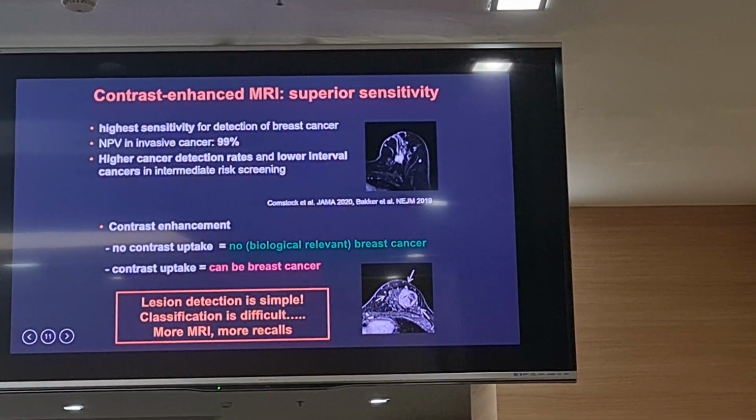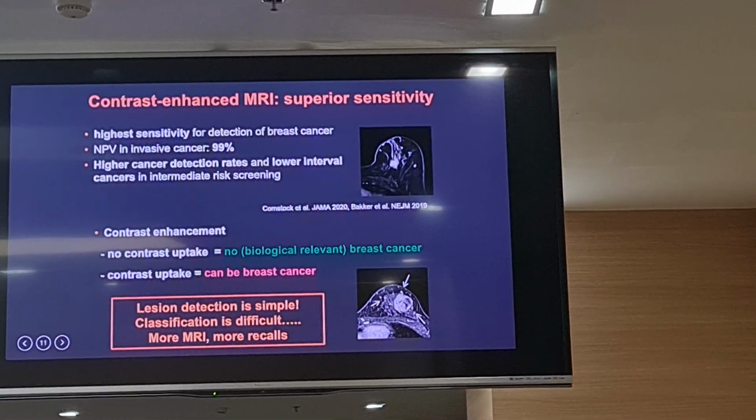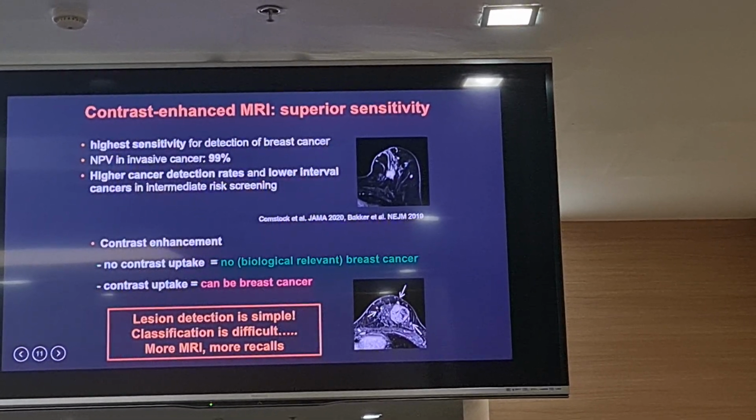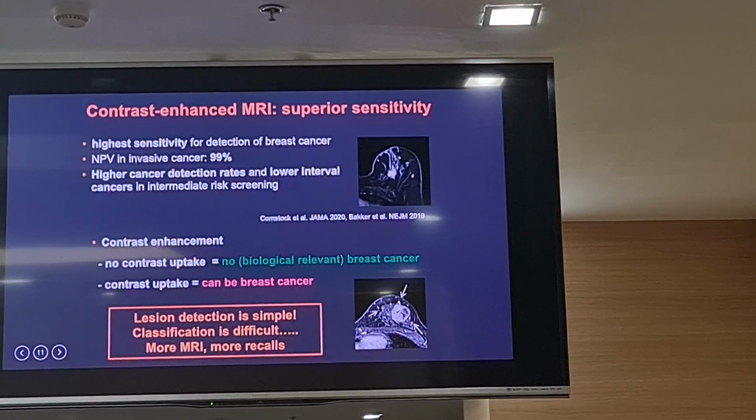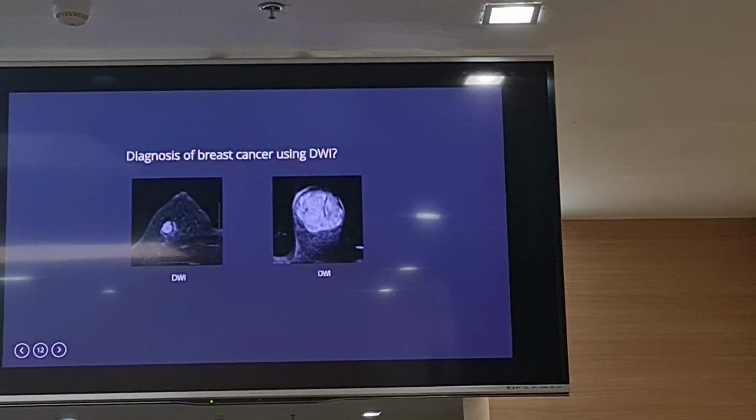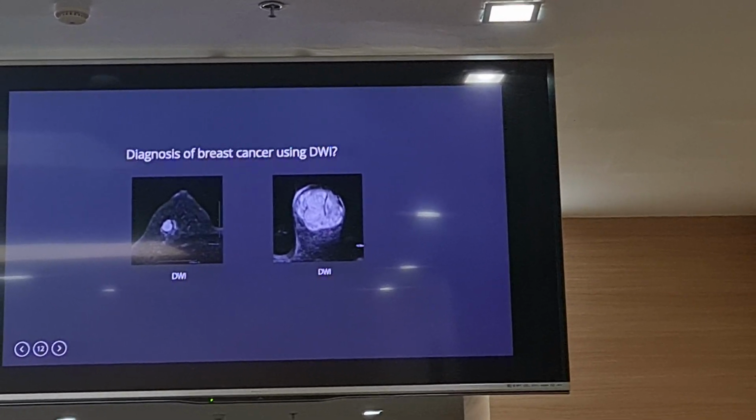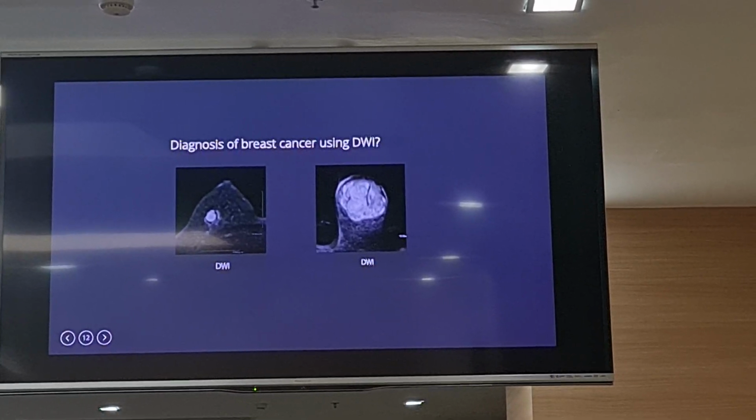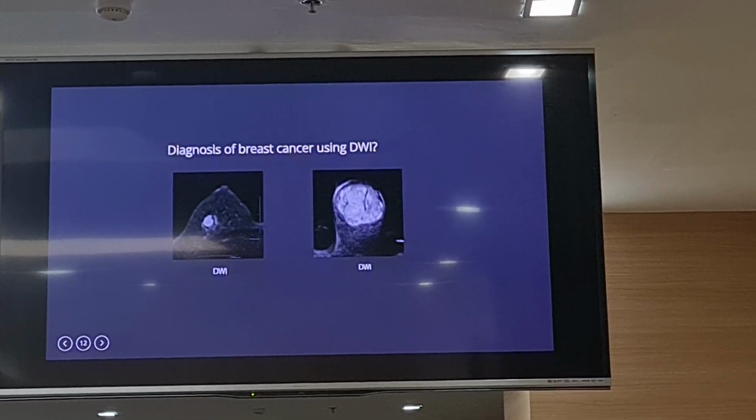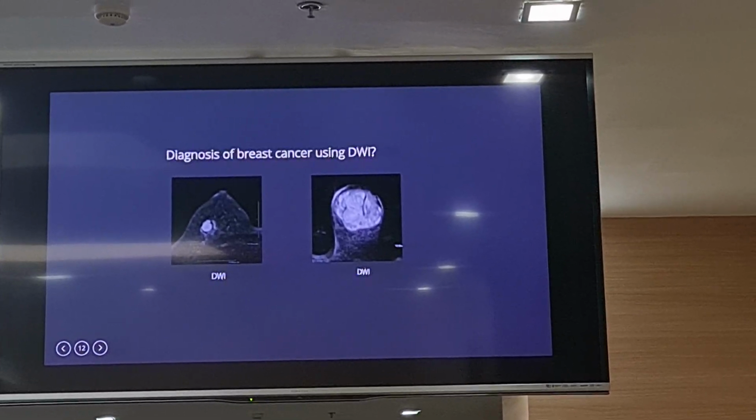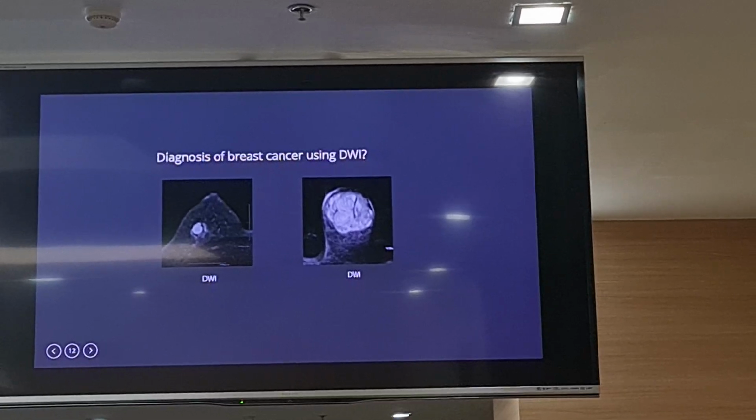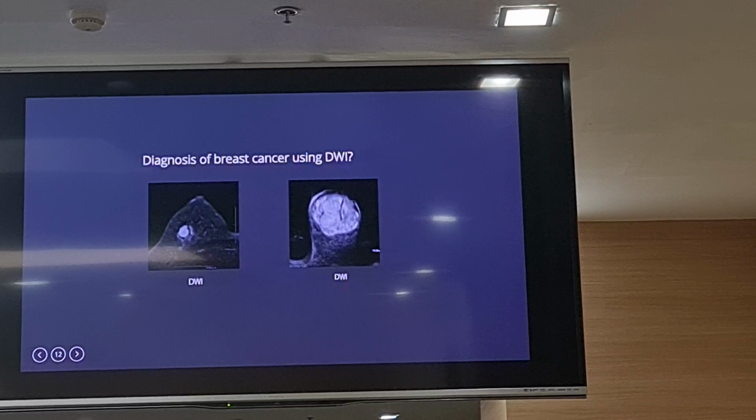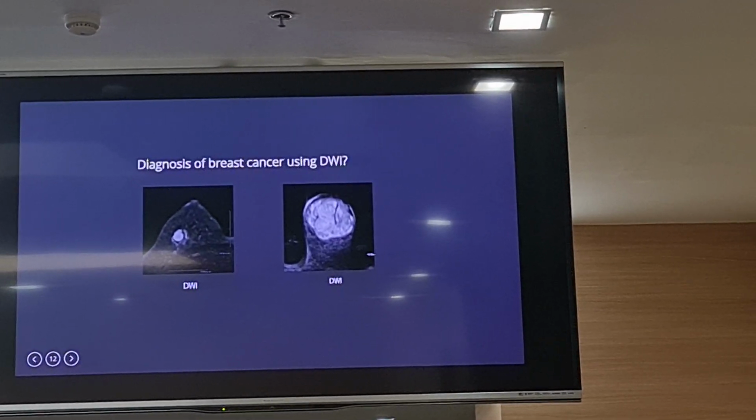As we have more breast MRI, that means we have more women with more recalls. That is the most challenging issue in breast MRI. Here I show you two cases of breast lesions. One is malignant and the other is benign. How about the diagnosis of breast cancer using diffusion? Please raise your hand if you can find which is malignant or benign. One is breast cancer and the other is not.